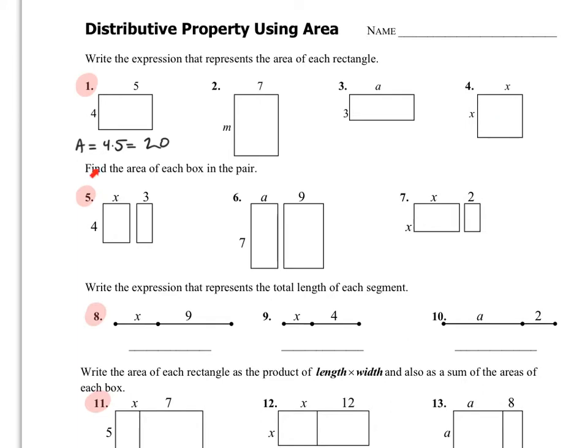Number 5. The instructions for number 5 are find the area of each box in the pair. There are 2 boxes. It seems like the height of both boxes is 4 units, and one box is x units across, and the other box is 3 units across. So the area of the left-hand box is 4x, and the area of the right-hand box is 4 tall by 3 across, which is 12 square units. That's the area of each of those boxes.